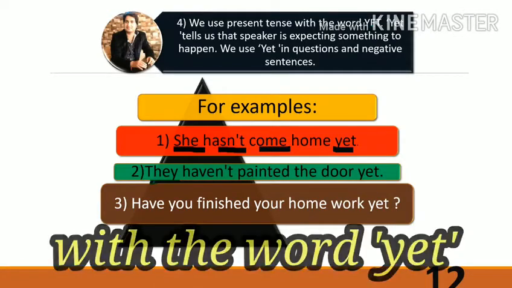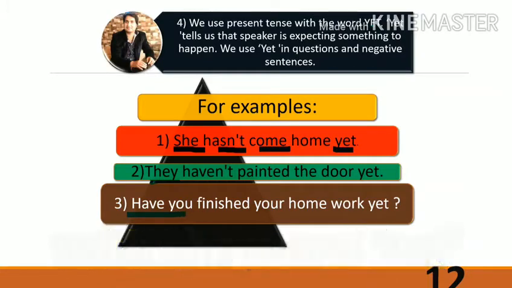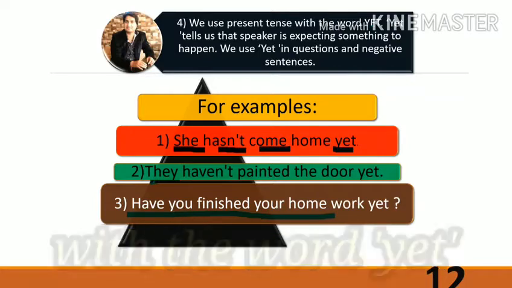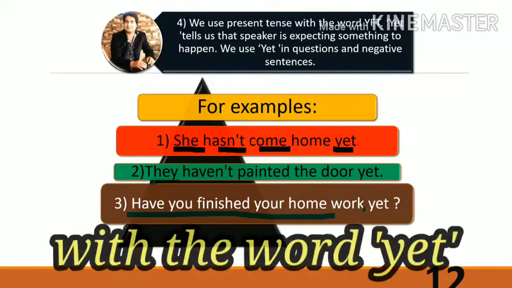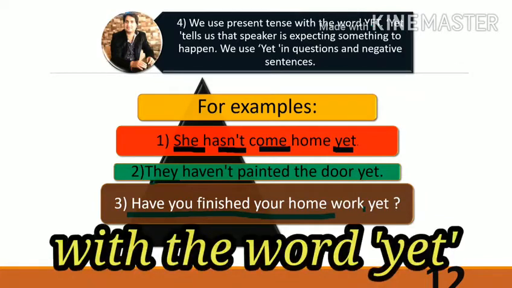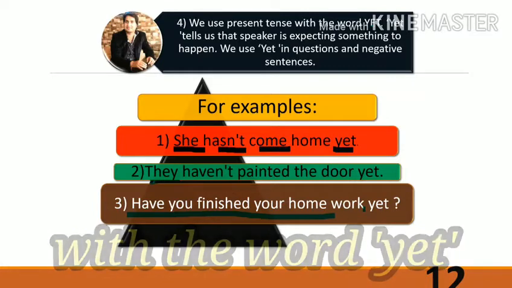If we talk about the third example, "Have you finished your homework yet?", it is present perfect tense, and there is again "yet". That means whenever the word "yet" is there, in case of any tense, you can use present perfect instead of any other sentence. So you need not be worried.